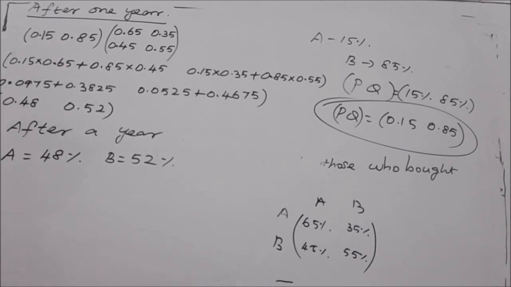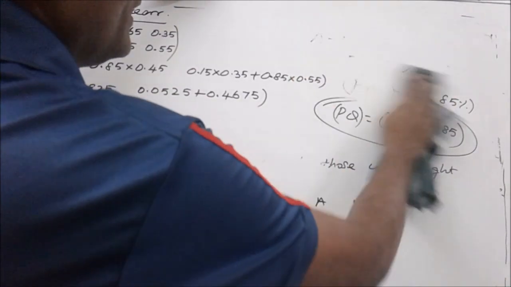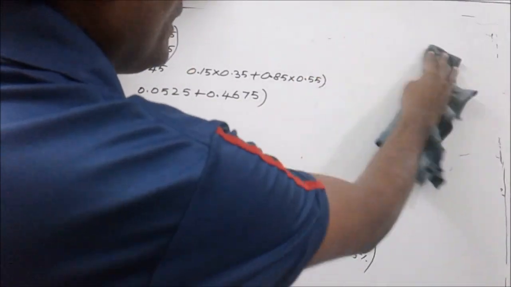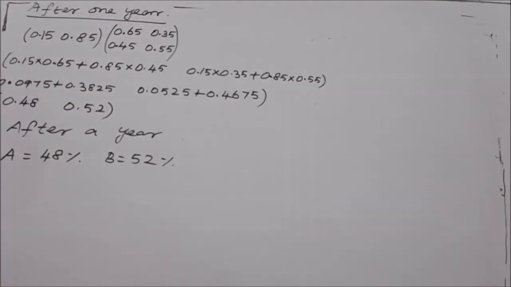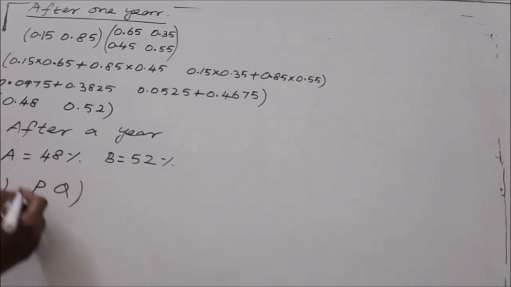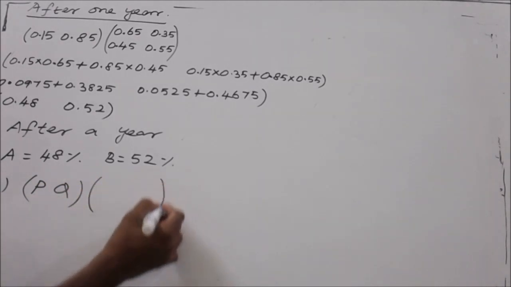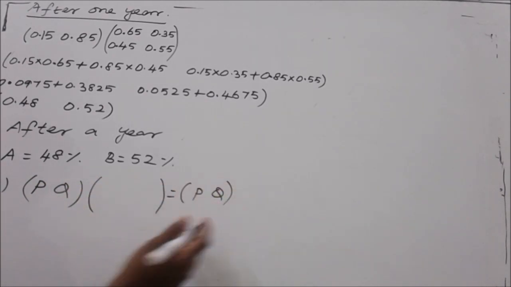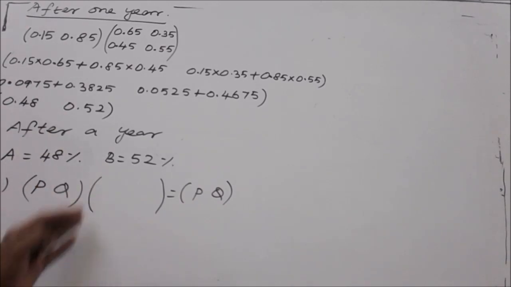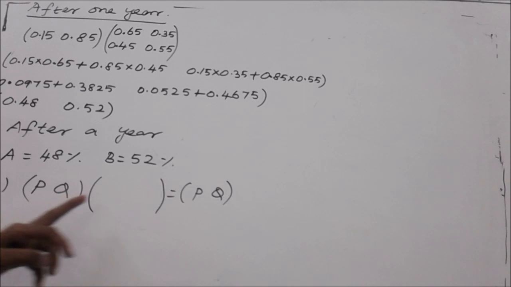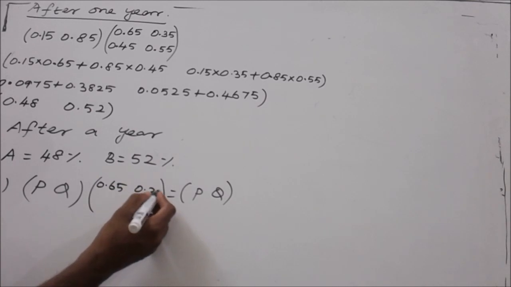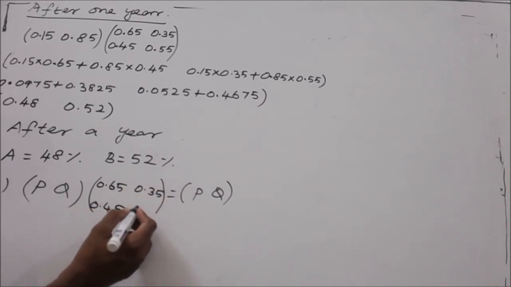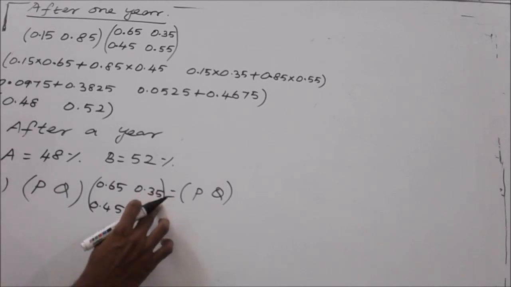The second case is, you should find the product percentages after equilibrium is reached. So when the equilibrium is reached, PQ into the transition probability will yield PQ. The distribution function multiplied with the transition probability will give the same distribution function. Now the transition probability is 0.65, 0.35, 0.45, 0.55.